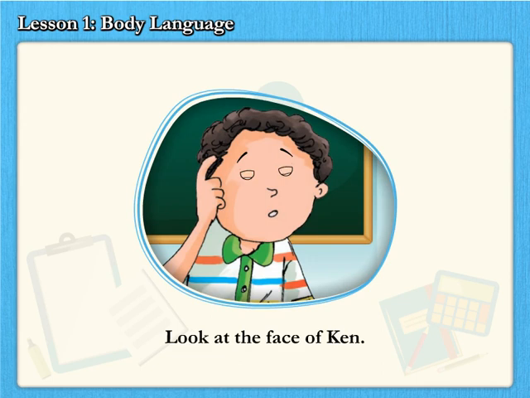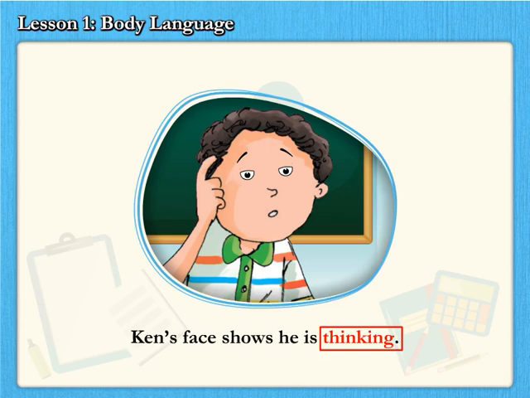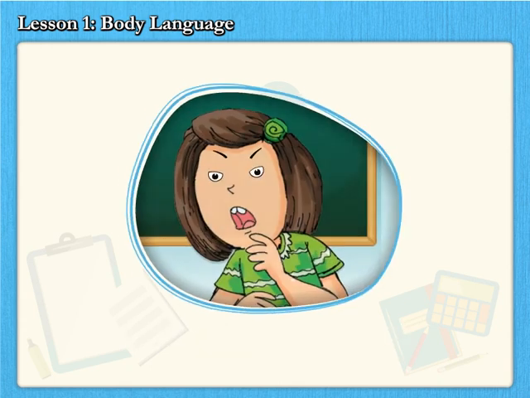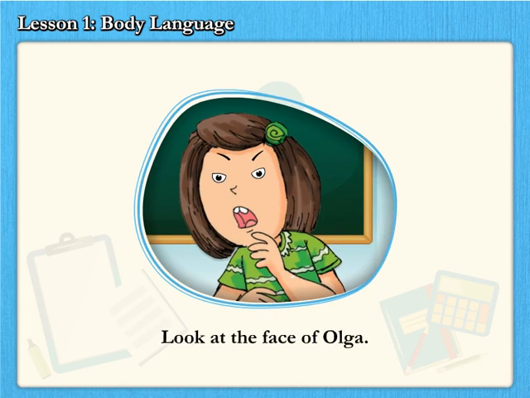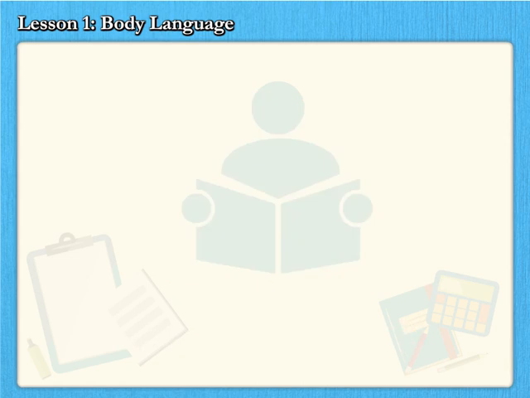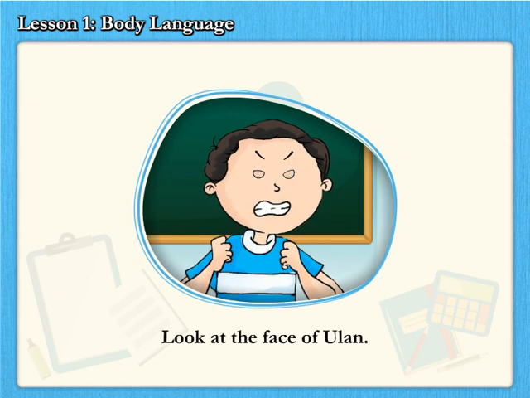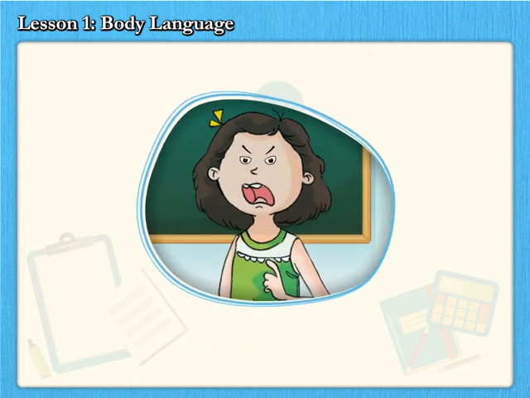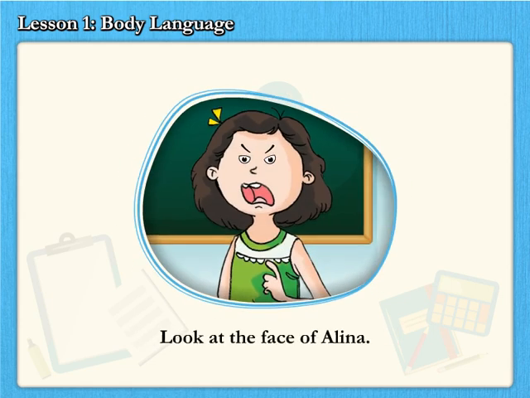Look at the face of Ken. Ken's face shows he is thinking. Look at the face of Olga. Olga's face shows she's surprised. Look at the face of Ulan. Ulan's face shows he's scared. Look at the face of Alina. Alina's face shows she is angry.